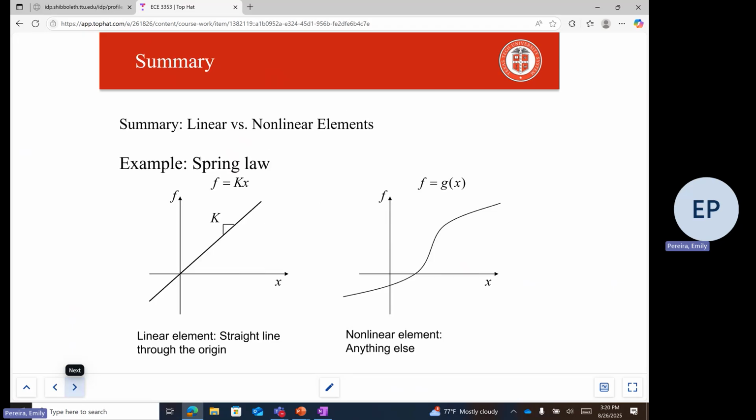Okay, so in summary, we have a linear function, which looks like the one on the left, where you have a straight line going through the origin. You can think of a spring law as a linear function. And a nonlinear function is basically anything else. You can see an example here on the right.